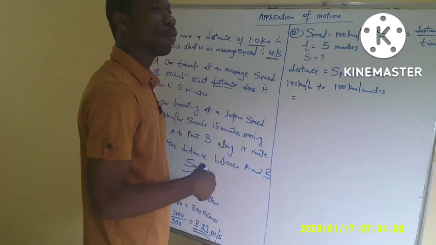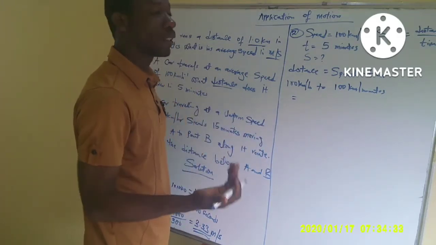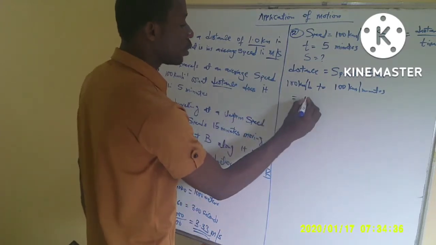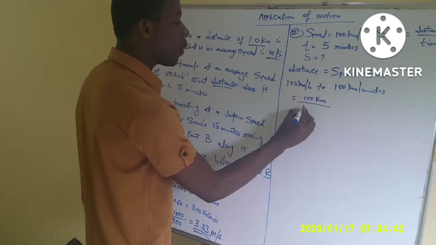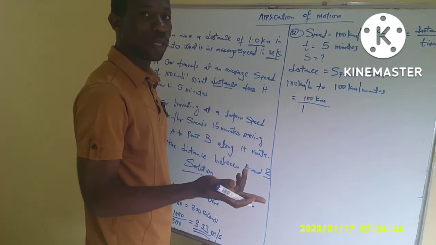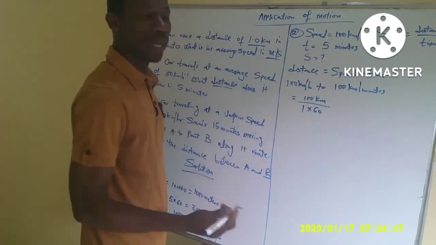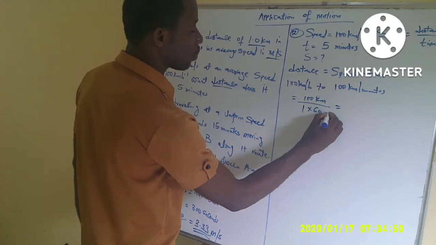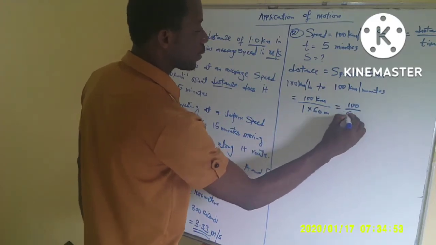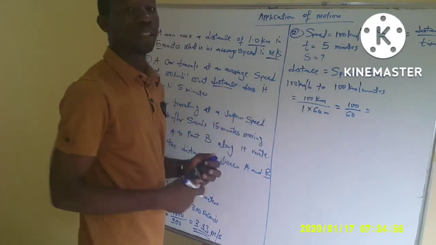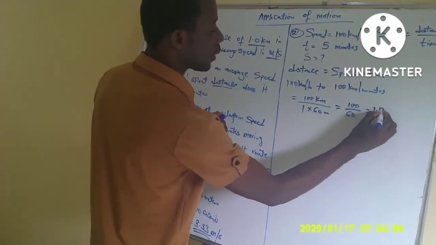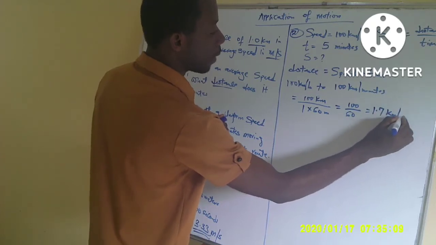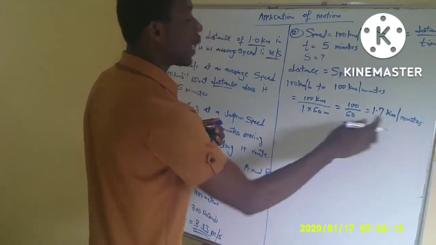Remember from our previous video, to convert from kilometer per hour, you multiply by the value, which is 100. Yes, we leave it at 100 km. But the time is in hour, 1 hour. So 1 hour times in minutes is going to be times 60. Are you getting it? So we are going to have 100 divided by 60, which gives our answer in kilometer per minute. Divided by 60 is going to give us 1.7 kilometer per minute.